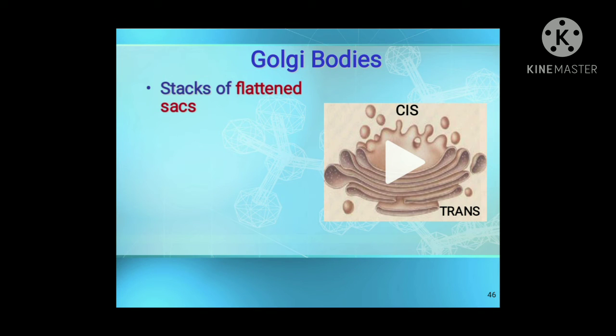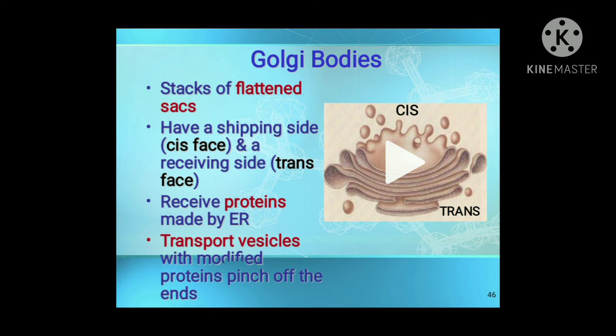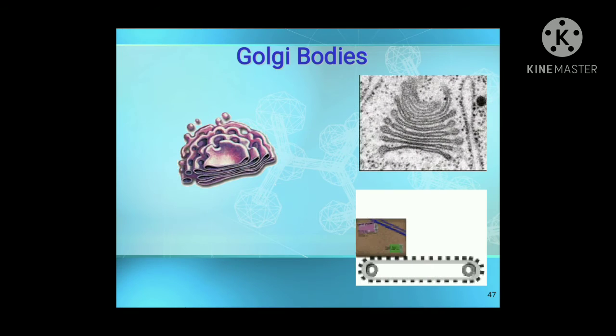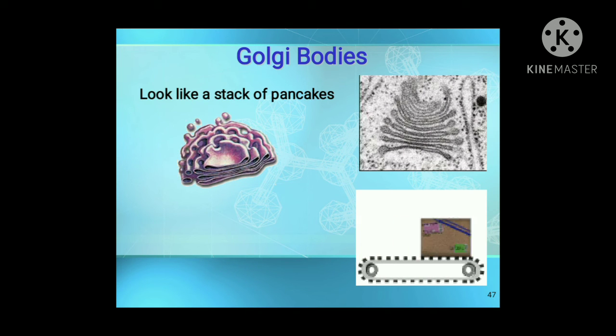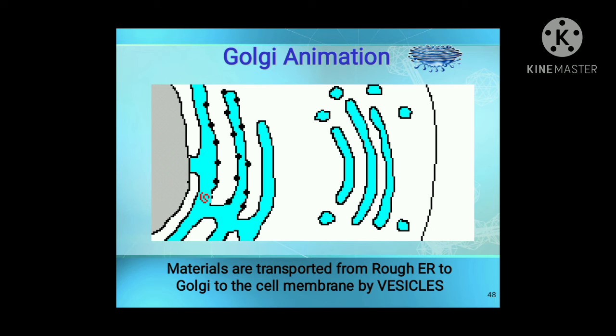Golgi bodies, stacks of flattened sacs. They have a shipping side and a receiving side. They receive proteins made by the endoplasmic reticulum, and transport vesicles with modified proteins pinch off the ends. Golgi bodies look like a stack of pancakes. Materials are transported from rough ER to Golgi to the cell membrane by vesicles.